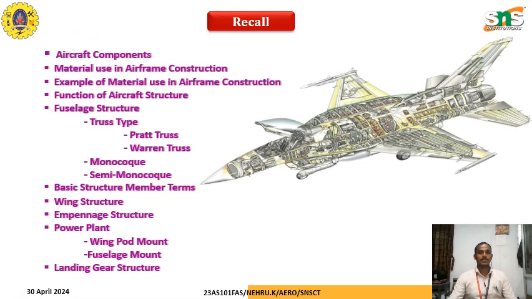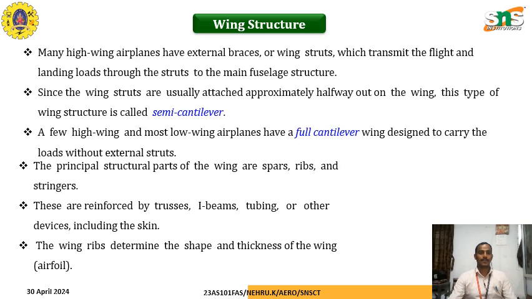So in the last few classes we have discussed the aircraft components, materials used in airframe construction, the functions of aircraft structures, and the different types of fuselage structure. And now we'll see the wing structure.